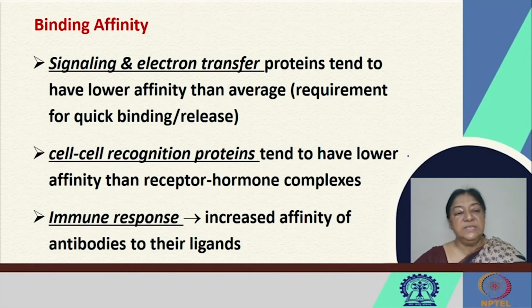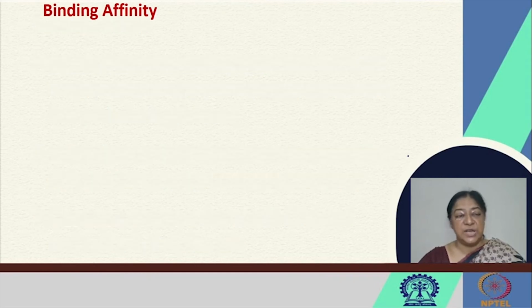The binding affinity that we see in the specific types of examples given here is for signaling and electron transfer. In this case, proteins tend to have a lower affinity than average because it is required for quick binding and release. So you do not want too tight a complex to form. So the affinity is not that high. The cell-cell recognition process also has lower affinity than the receptor-hormone complexes, and the immune response, however, has increased affinity of the antibodies to their specific ligands, or the antibody-antigen interactions.